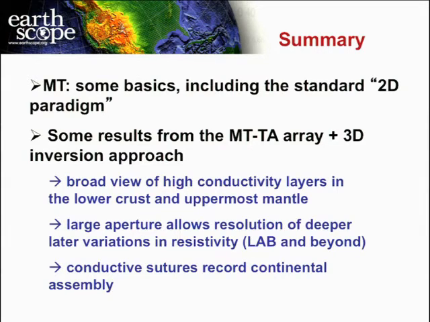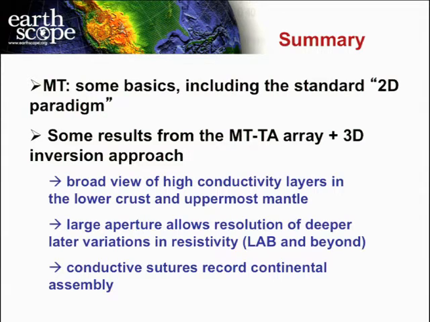And there are really three components that I want to emphasize. One, this has provided a broad view of how ubiquitous high conductivity layers are in the lower crust and the upper mantle in the active West. And the interpretation of this is that it's related to fluid and magmatic processes, fluid resulting from magmatic processes.